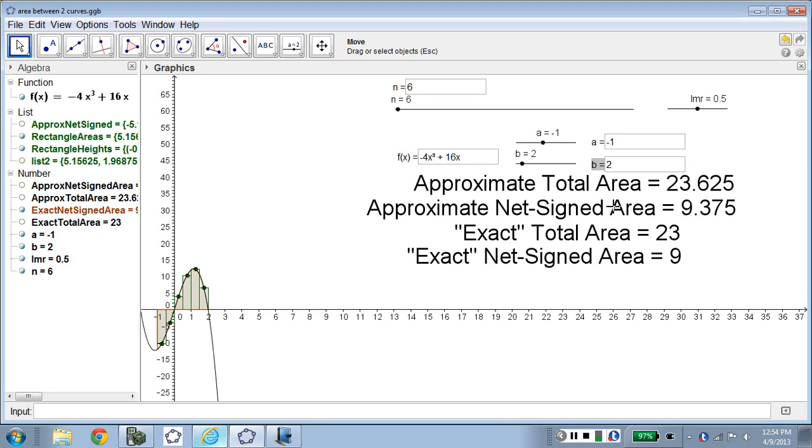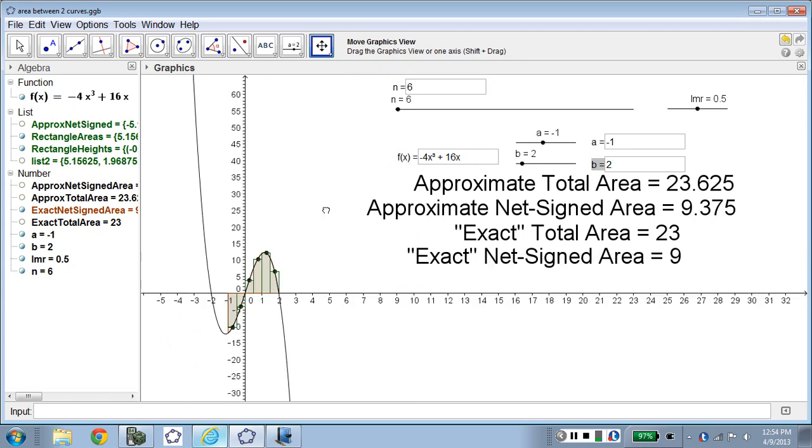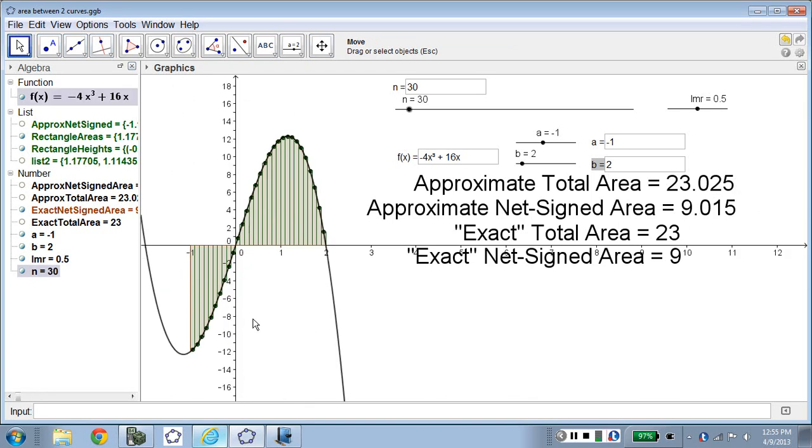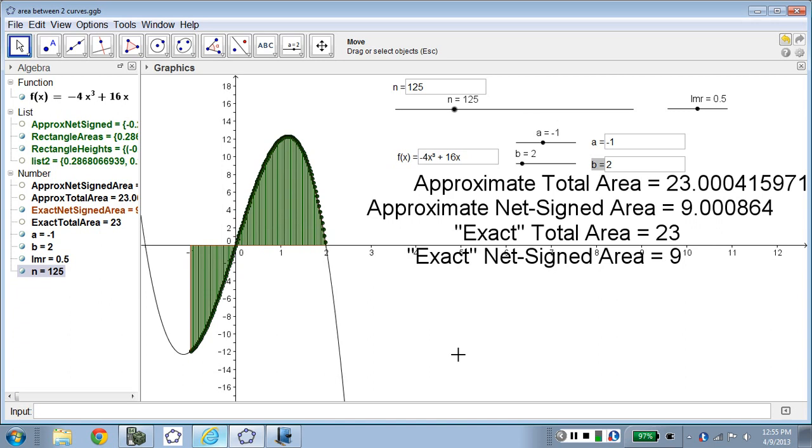Okay, so it does a calculation and agrees with our 9. The exact net signed area is 9. And with just these few rectangles that we have here, the approximate net signed area is 9.375. A few more rectangles, I think we can get that closer to 9. So let's go grab the n. This is the number of rectangles, and zoom in on that so we can see what's going on. With 30 rectangles, it's 9.015. That's pretty close. How about with about 125 rectangles? That's as close to 9, I think, as it needs to be.